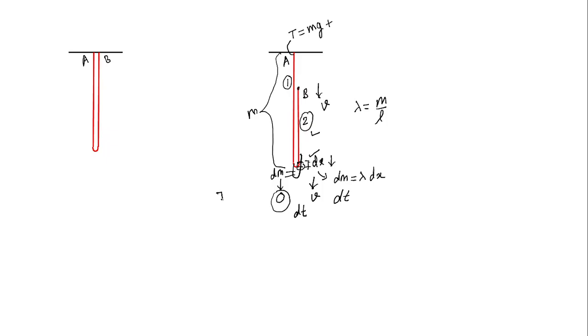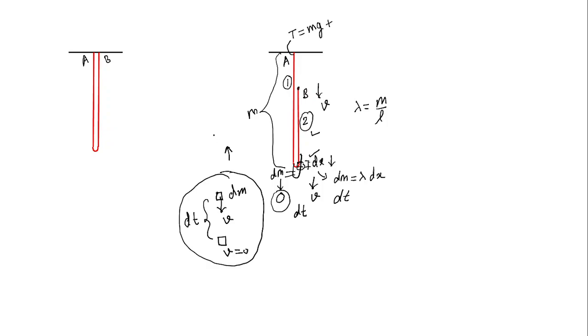Let us say this is dm. It was moving with velocity v, and in a short span of time dt, its velocity has become 0. All this happened in a span of time dt. That means what is the force scenario on this? Some force has definitely acted upwards on this dm to stop it from falling down continuously. What is that force? Force we know is the rate of change of momentum.